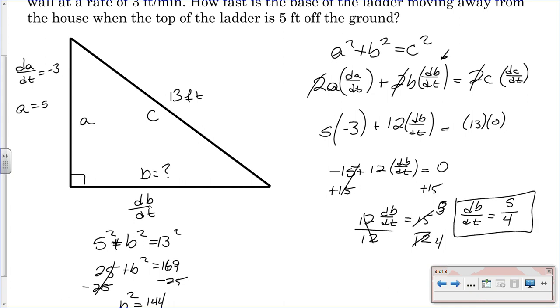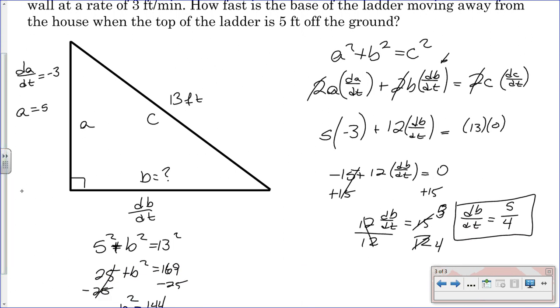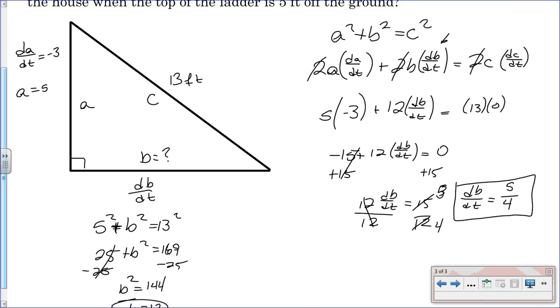So the base is moving at a rate of 5 fourths feet per minute, or 1 1/4 feet per minute. And again, hopefully you can descend the ladder quicker than the ladder is falling down the wall. Okay, so this is how you do related rates involving triangles.